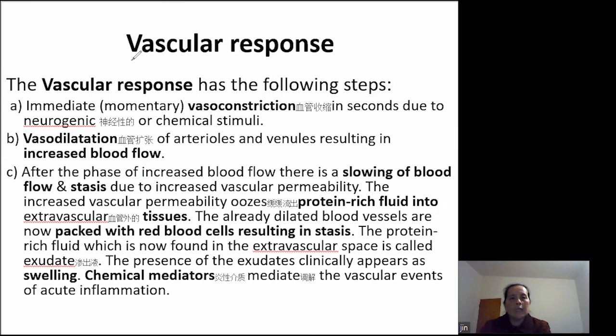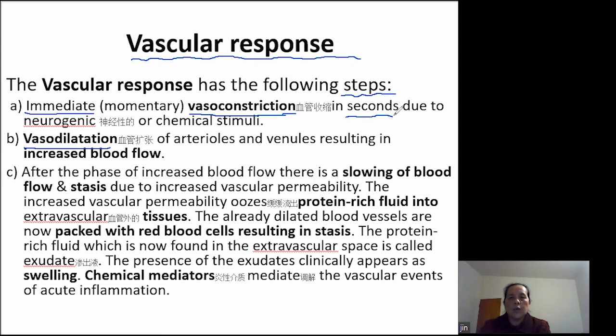We say the early reaction is the blood vessel reaction. That happens immediately, but it still separates into a few steps. The first step, immediately, is blood vessel contraction. We say acute inflammation causes the blood vessels to dilate, but the first reaction is blood vessel contraction. That happens pretty fast, within just seconds of injury.